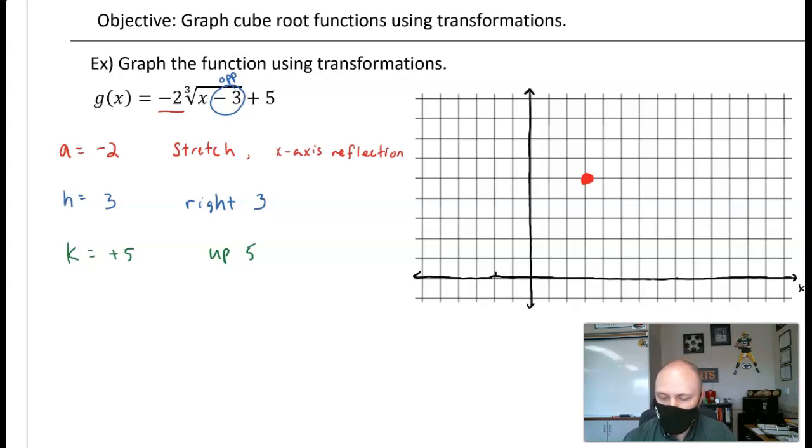Right 1, up 1. Instead of going up 1, my multiplier is -2. So instead of going up 1, I'm going to go down 2. I just multiply that distance by my a value, -2. Now the other one is left 1, down 1. Normally we go left 1, down 1. But again, instead of going down 1, I have to multiply that by my a value, which is -2. So instead of going down 1, I'm going to go up 2.